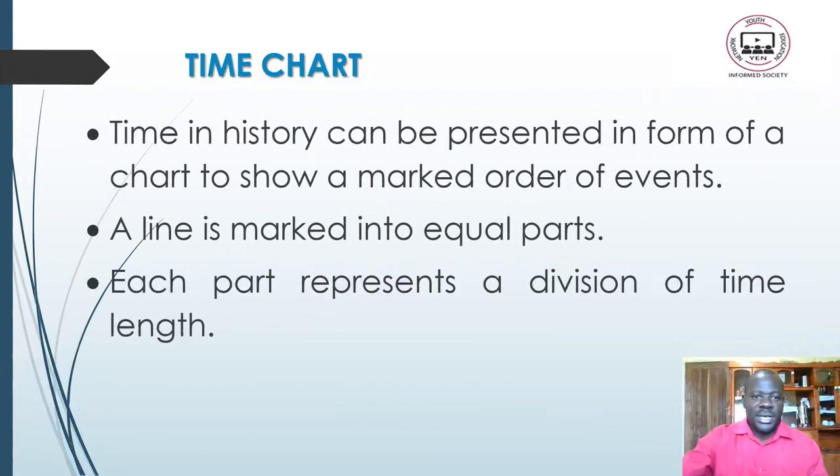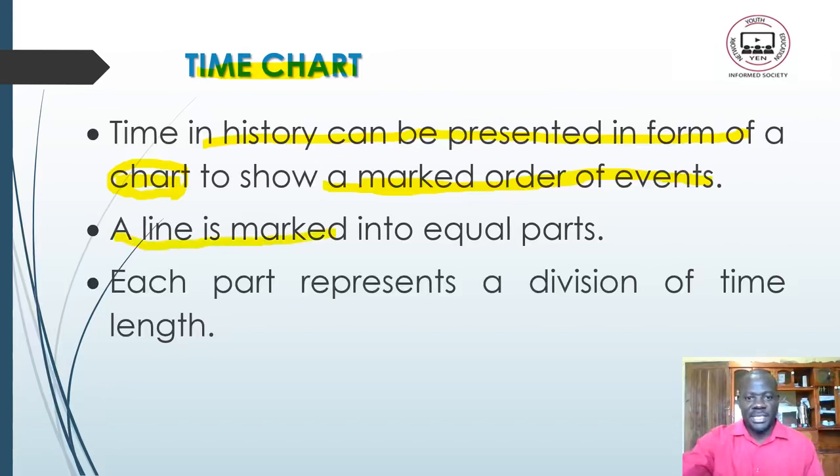Now let's look at the time chart. So time in history can also be presented in the form of a chart. Sometimes we use charts to present time, to show a marked order of events. So we can have a chart, and on that chart there is a marked order of events from the top. Then we put them in the order of their happening.